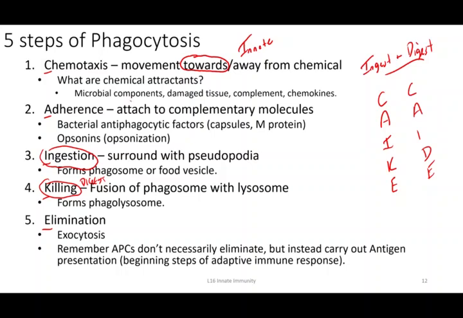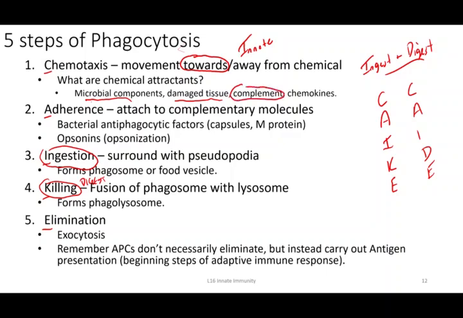It can be the microbe itself, so components or parts of the microorganism. It could be damage to our own tissue. Imagine a cut in your skin. That damage is going to rupture the cells and their contents are going to be leaking out. Those chemicals can serve as attractants to immune cells to help ensure that anything that enters that cut is going to be taken care of through phagocytosis.